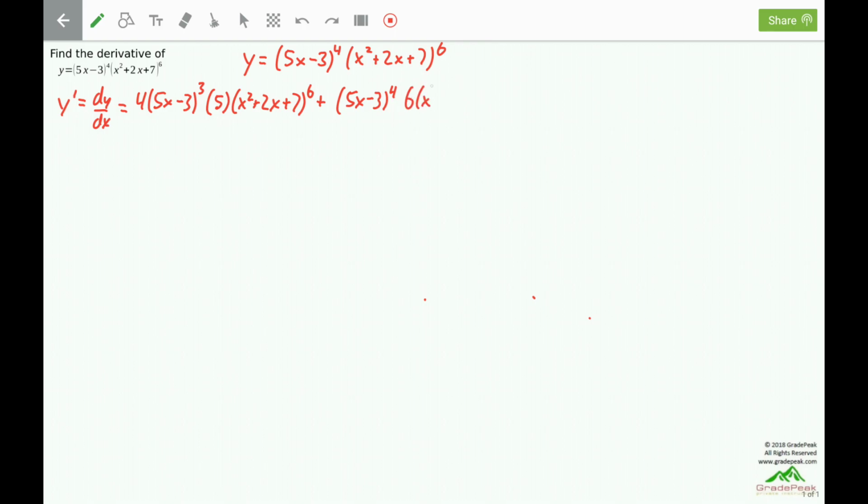Bring the power down, leave the inside alone, subtract 1 from the power, and now multiply by the derivative of its inside to complete its chain rule. That'll be 2x plus 2.